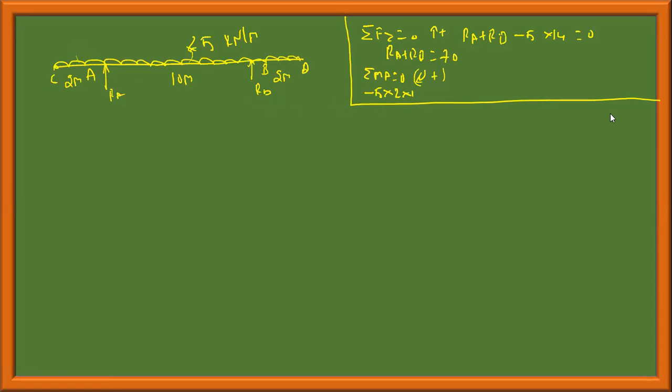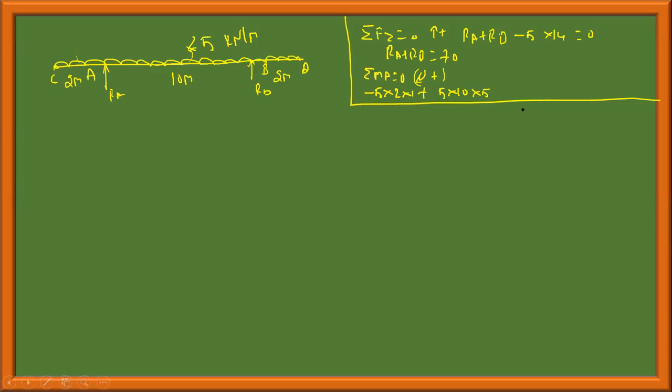And this is causing clockwise moment. This 5 kilonewton on 10 meter length. This is plus 5 into 10, force into perpendicular distance, 5, x by 2 is 5.